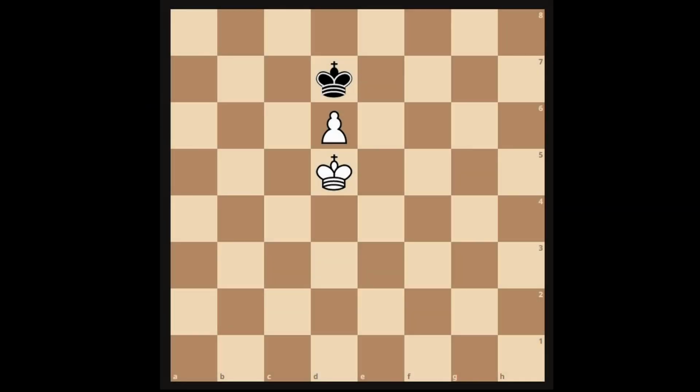Hello everyone, and today I'm going to be going over some basic pawn endings. These usually take place in the endgame phase of a normal chess game. As a review, we have the opening, the middle game, and then the endgame. The endgame is pretty much defined by there being so few pieces left.